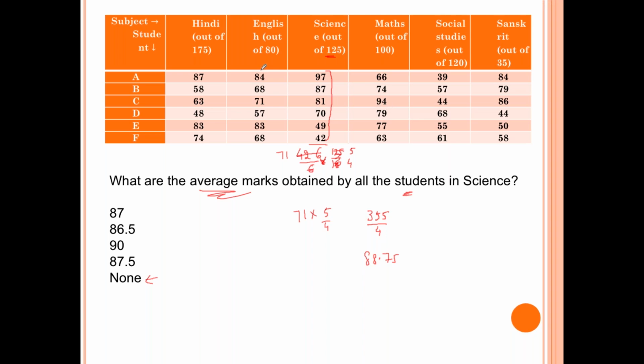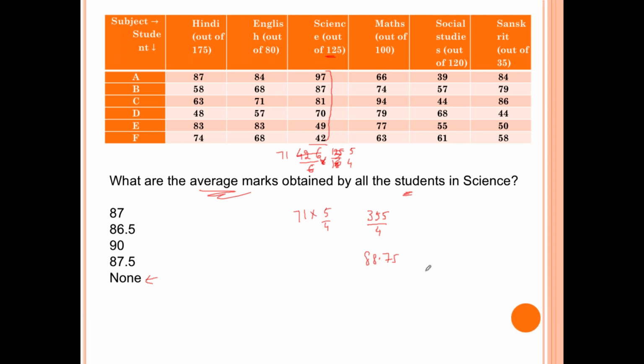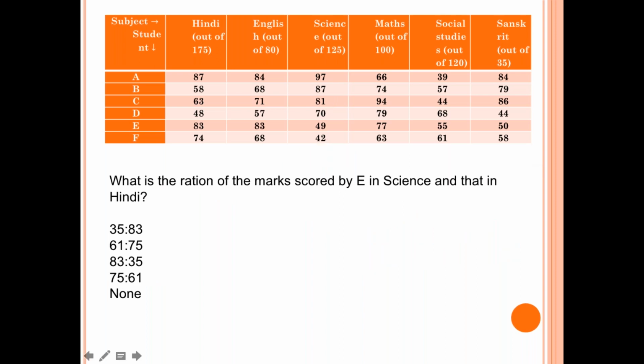Once again, the last step. You must be wondering how I calculated this step so fast. I will just explain this. See, this is 355 by 4. Had it been 360 by 4, it would have been 90. Here it is 5 by 4, which is 1.25. So 90 minus 1.25 is 88.75. Next question.